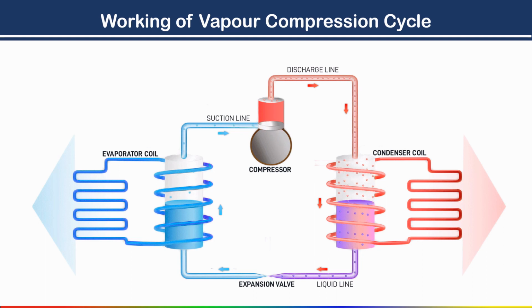A cold mixture of liquid and low pressure vapor then passes through the evaporator. The evaporator fully evaporates the mixture to absorb heat from the environment and then returns it to the compressor as a low temperature, low pressure gas to recycle. So this is the complete working of the vapor compression refrigeration cycle.